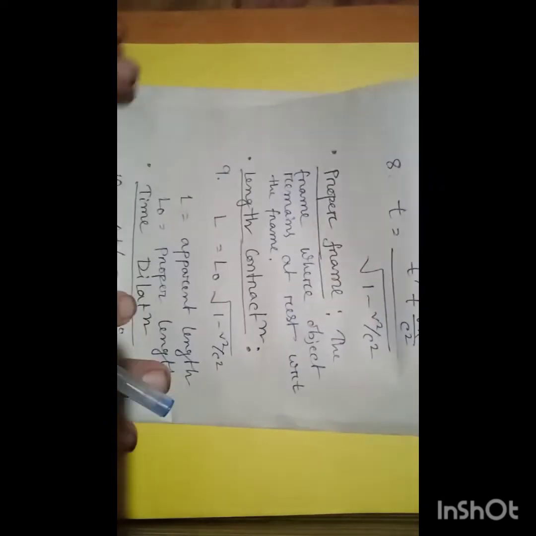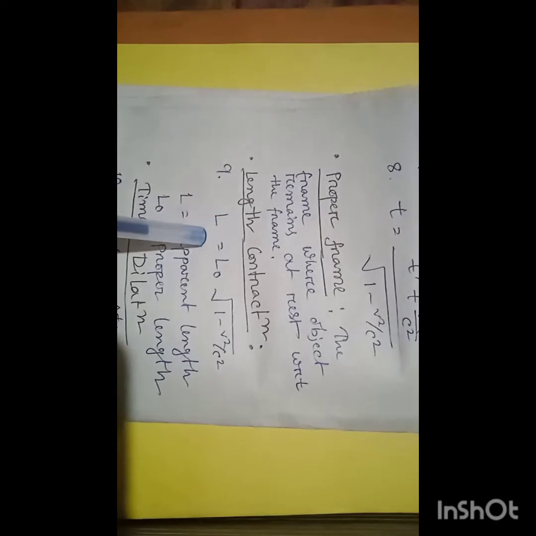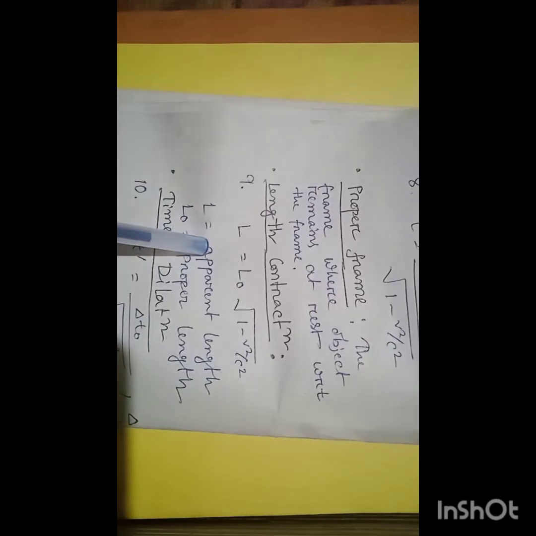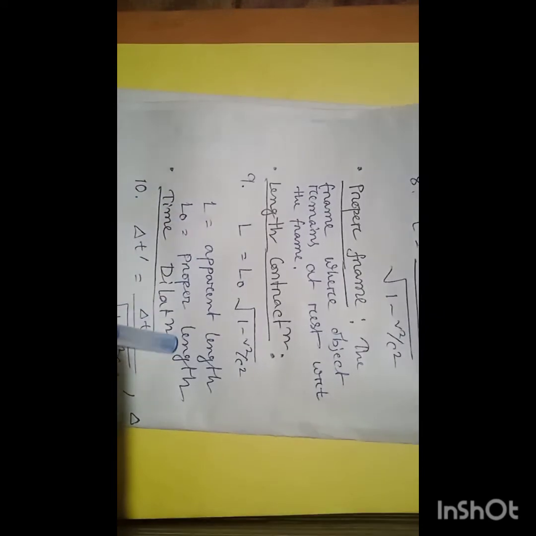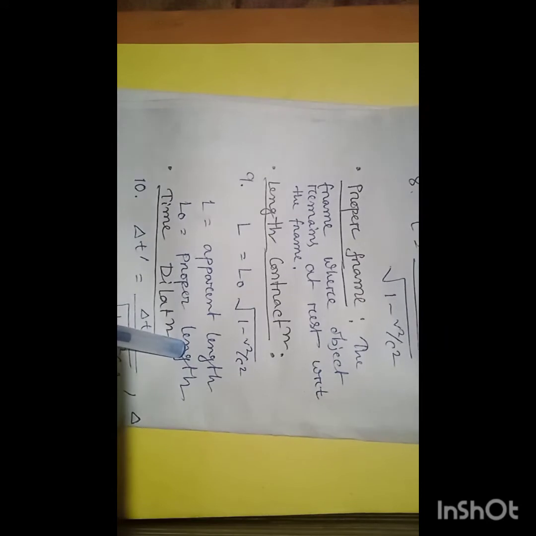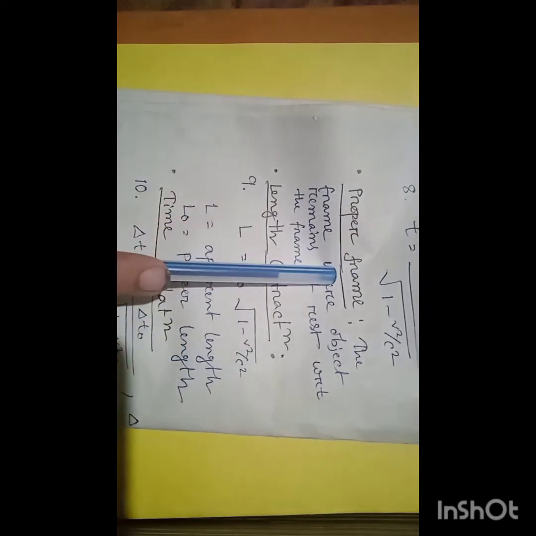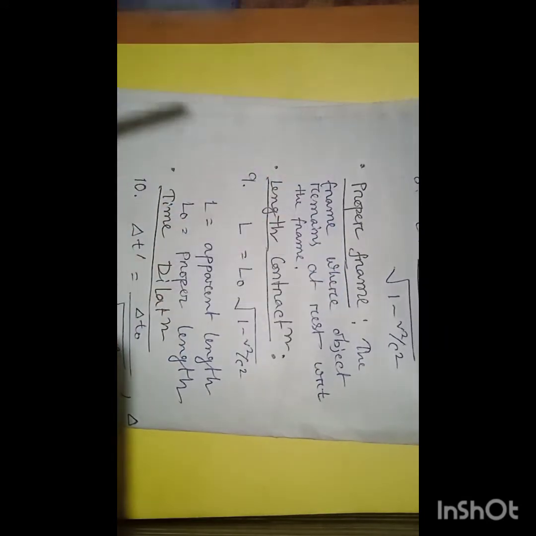Next we have to know the length contraction formula. L equals L naught root over 1 minus v square by c square. What is L here? L is the apparent length, L naught is the proper length. What is proper length? Proper length is the length measured in its proper frame.